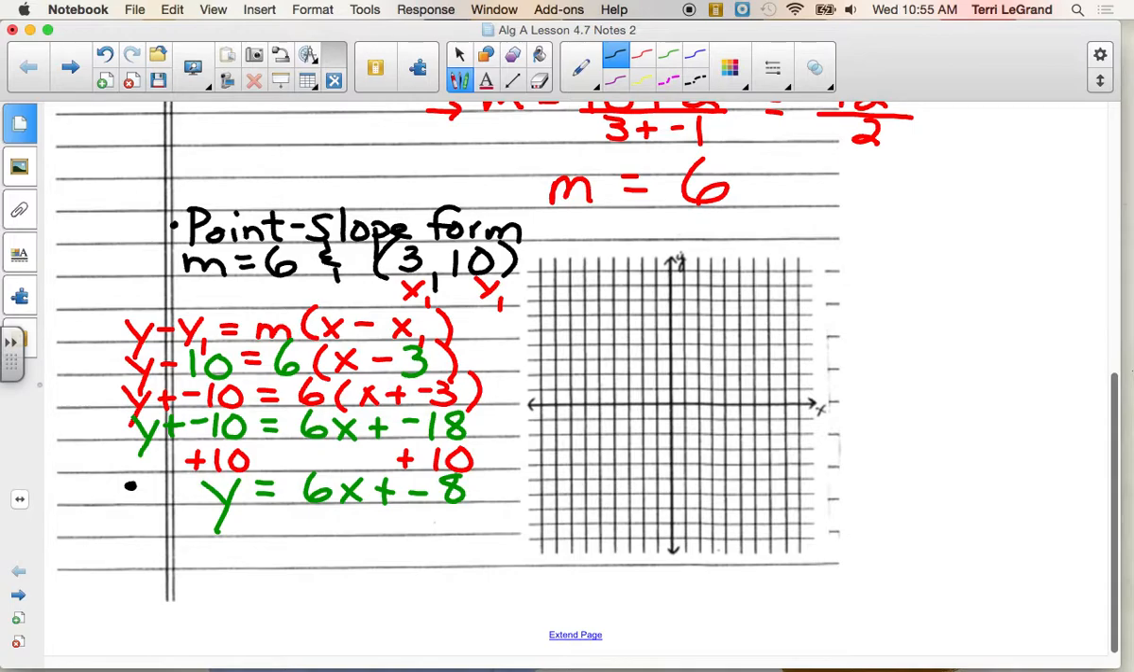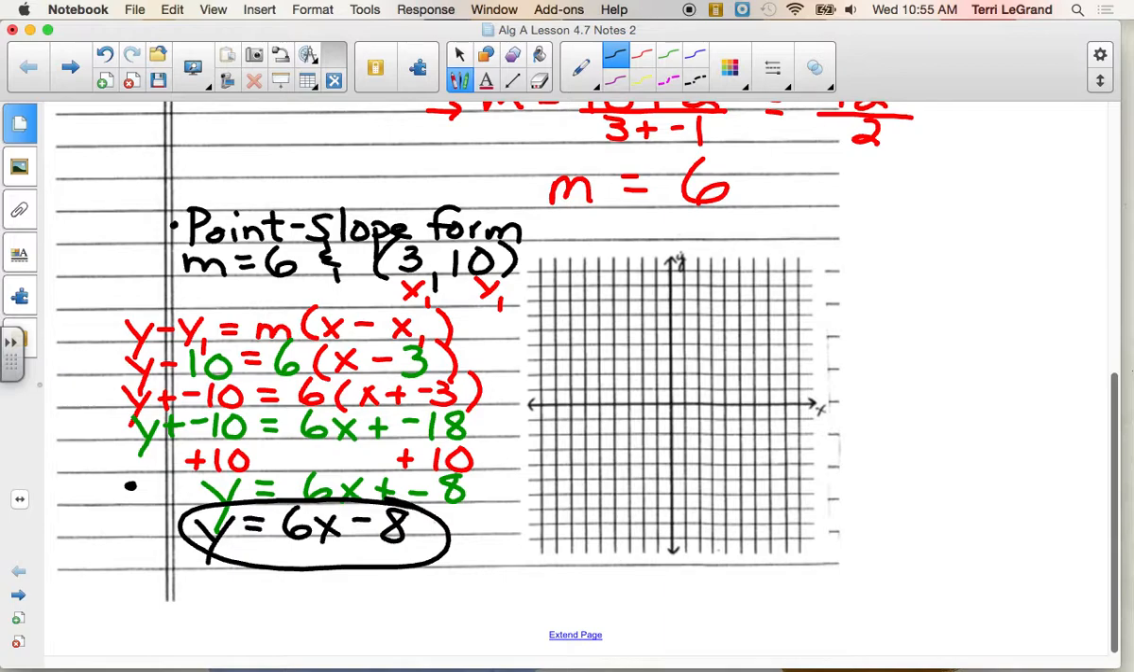Can this be cleaned up? Yes. To what? Y equals 6x minus 8. Y equals 6x minus 8, our final answer. So we did all that work on that. We sure did. It's gonna be really long.